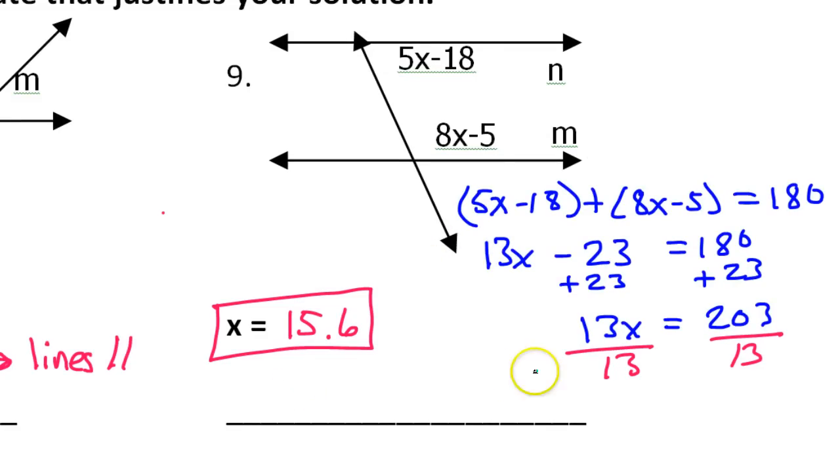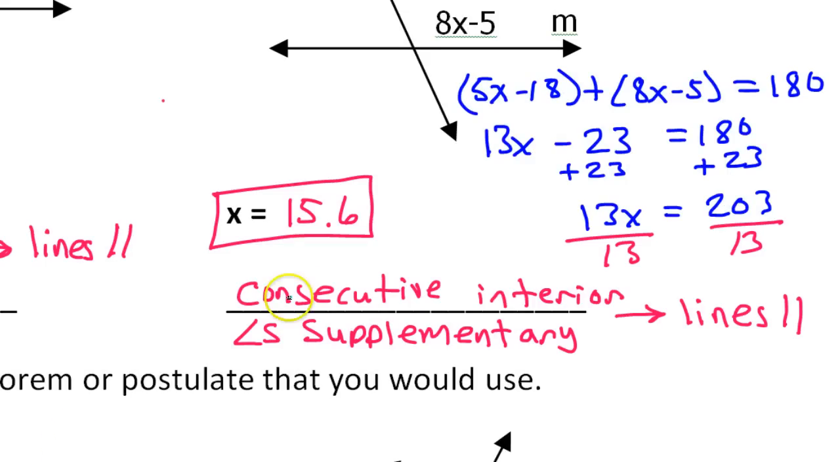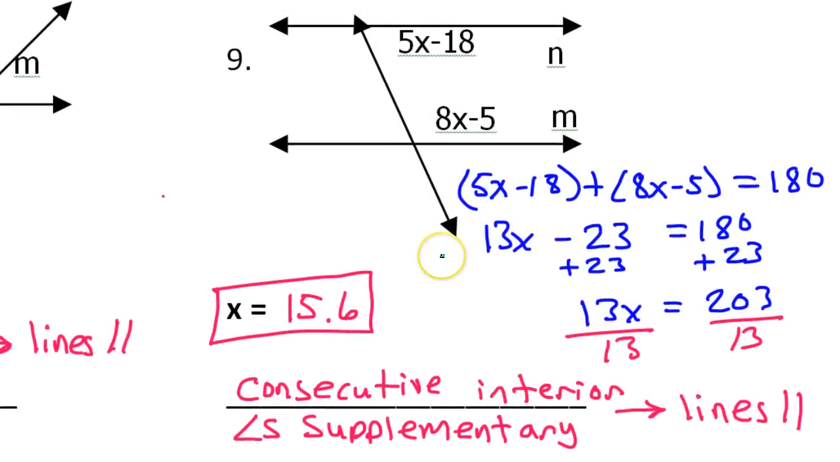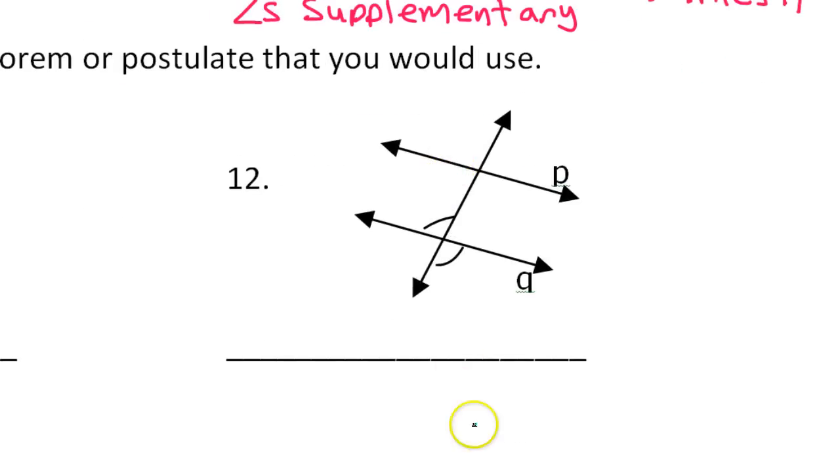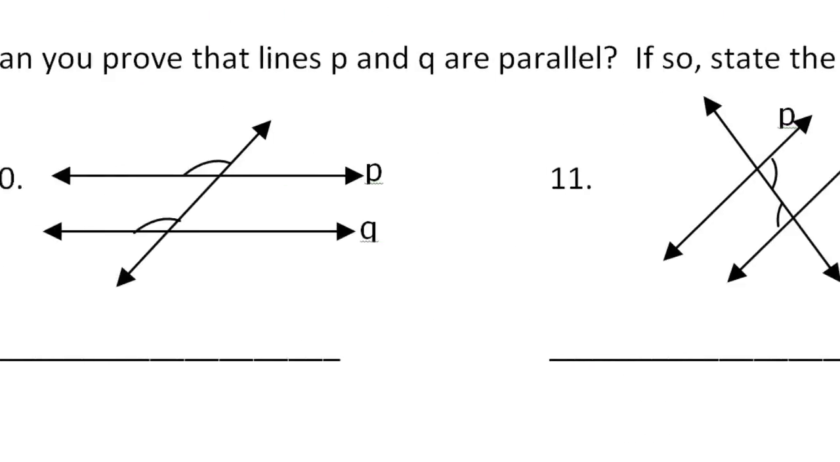Anyway, so the postulate is, like I said before, consecutive interior angle supplementary implies lines parallel. Okay, and there you go. So that was number 9. Okay, how about number 10?